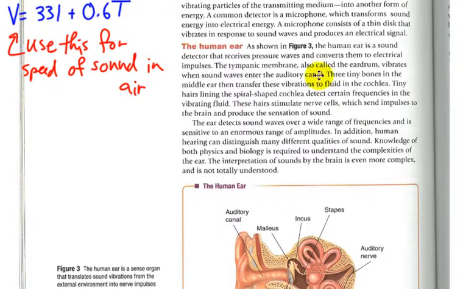Quite amazing. The ear detects sound waves over a wide range of frequencies and is sensitive to an enormous range of amplitudes. In addition, human hearing can distinguish many different qualities of sound. Knowledge of both physics and biology is required to understand the complexities of the ear. The interpretations of sound by the brain is even more complex and still is not totally understood.